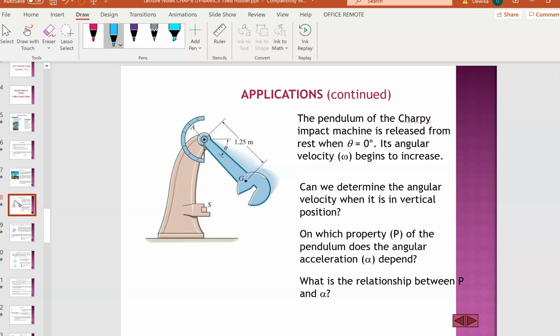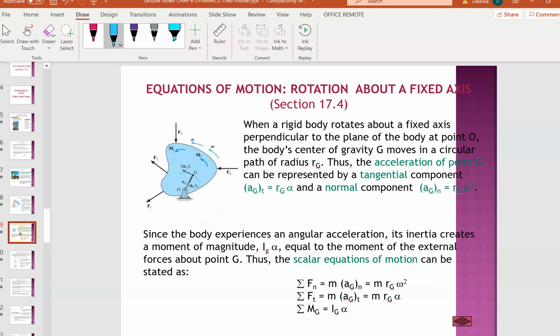Next example is this Choppy machine. You have seen this in the lab. Some of you have done this experiment before. If you see, this arm actually rotates. So you can calculate whatever is asked by the questions at the end of this chapter.